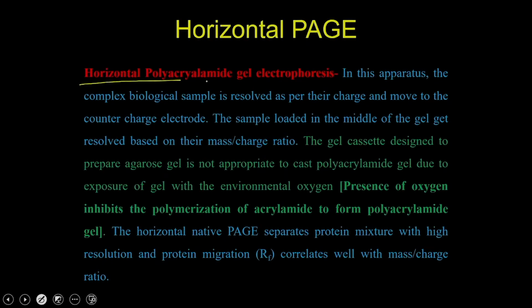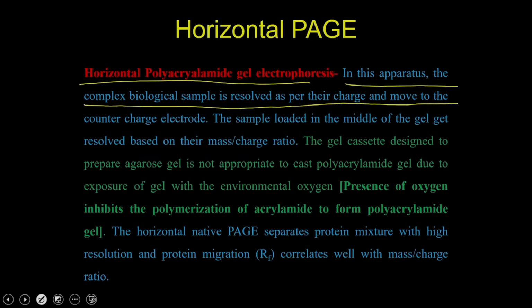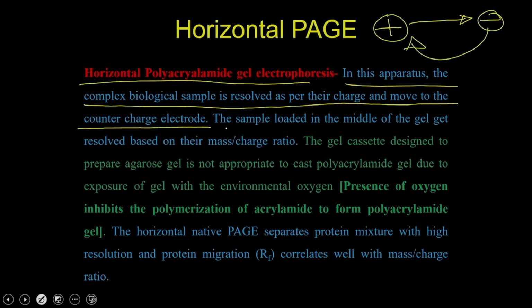In the horizontal gel electrophoresis apparatus, the complex biological sample is resolved as per its charge and moves to the counter-charge electrode, which means the positive will move towards the negative and the negative will move towards the positive. The sample loaded in the middle of the gel gets resolved based on its mass by charge ratio.